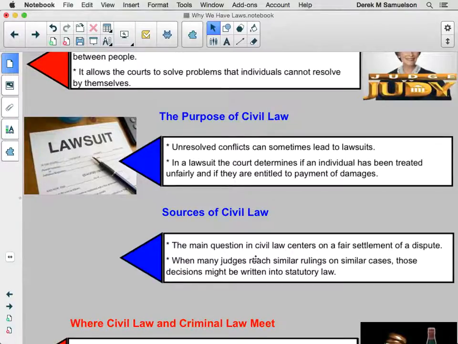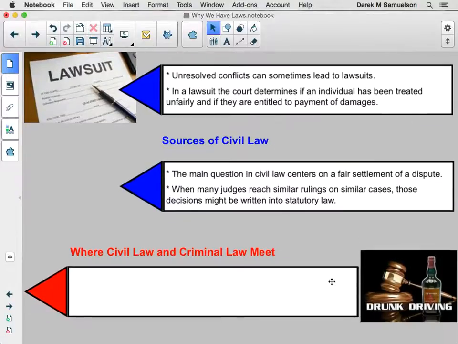Now, when many judges reach similar rulings on a lot of similar cases, say there are a lot of instances where a lot of baseballs are flying through windows in a particular neighborhood, those decisions might be grouped together and written as statutory law. They might eventually just take it out of the judge's hands and say, hey, look, if somebody hits a baseball and it goes through the window, that person has to pay for it. It is now a statutory law. The judge doesn't have to make that decision anymore. It goes before the judge, and the judge just says, look, this is how it's going to be. You have to pay it. I don't even need to hear the arguments. That is when it becomes a statutory law.